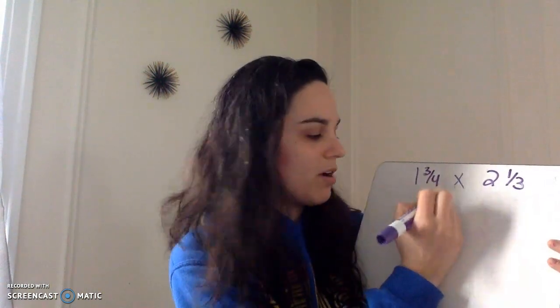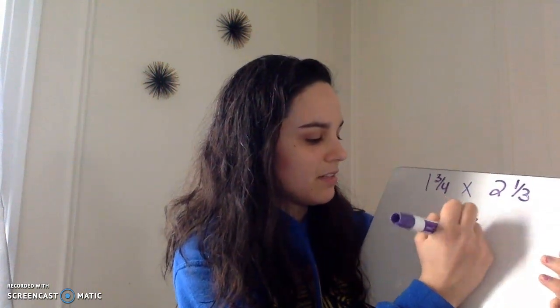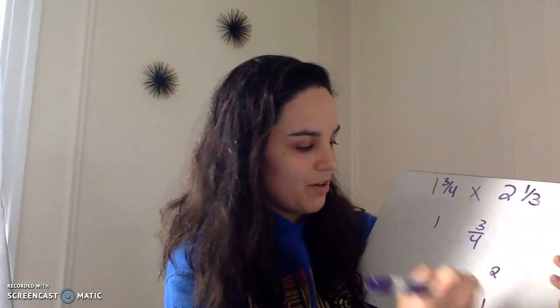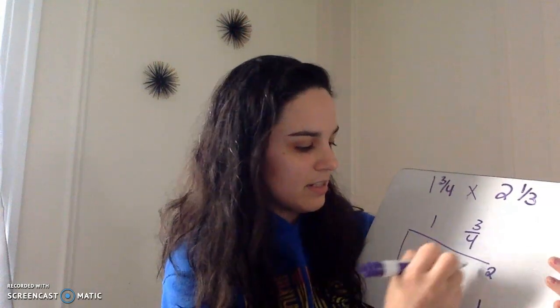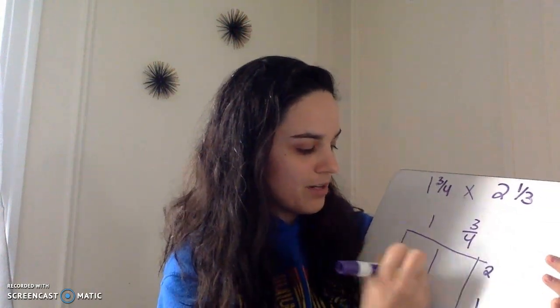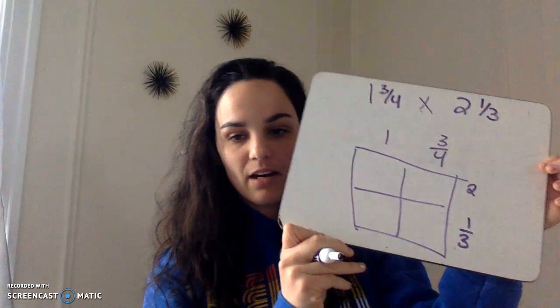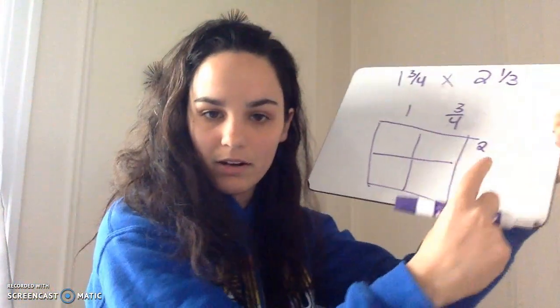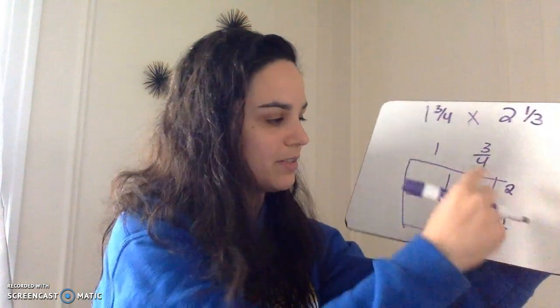to separate my 1 3/4, and then I'm going to separate my 2 1/3. So it looks like I'm going to have 4 squares in my area model instead of 2 like I did on the last one because I broke it apart on the other side as well.